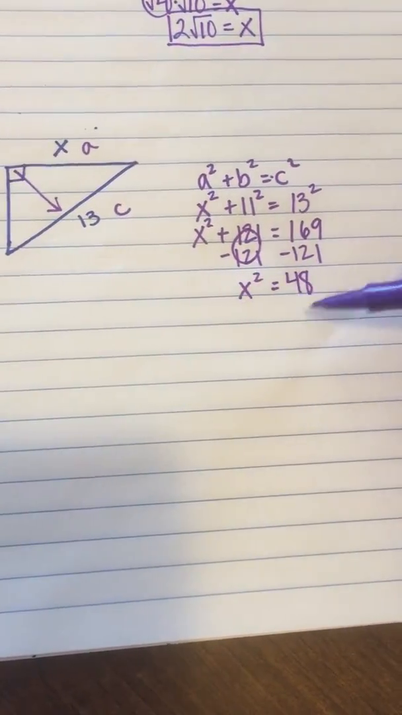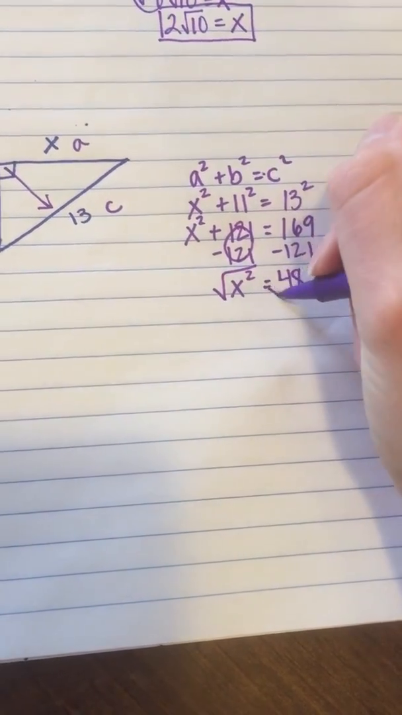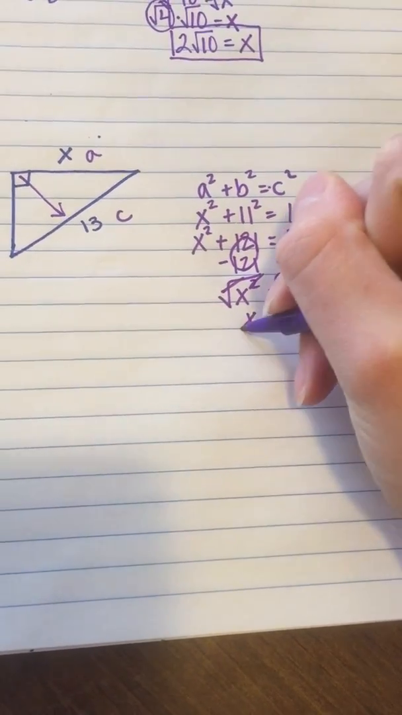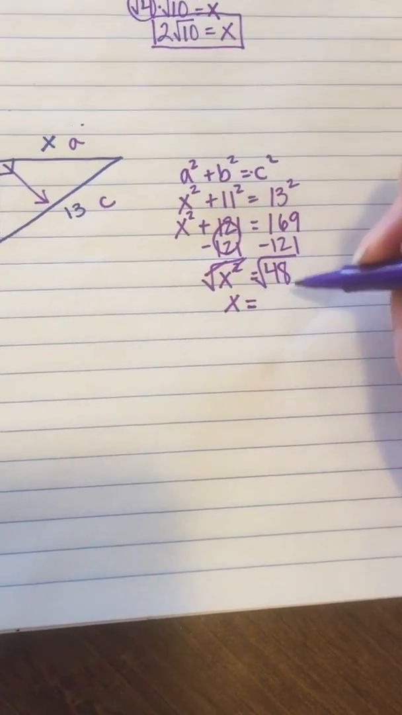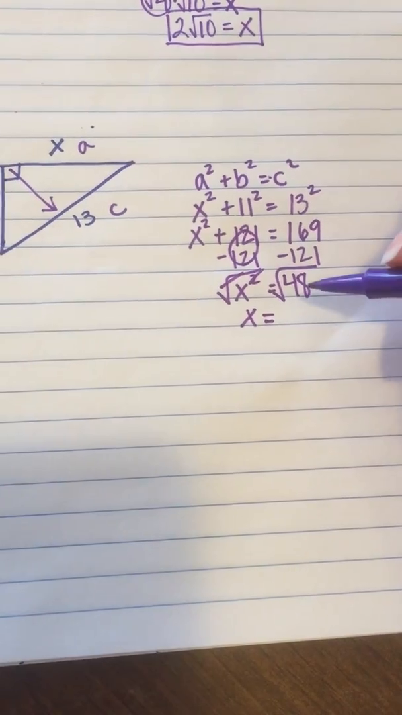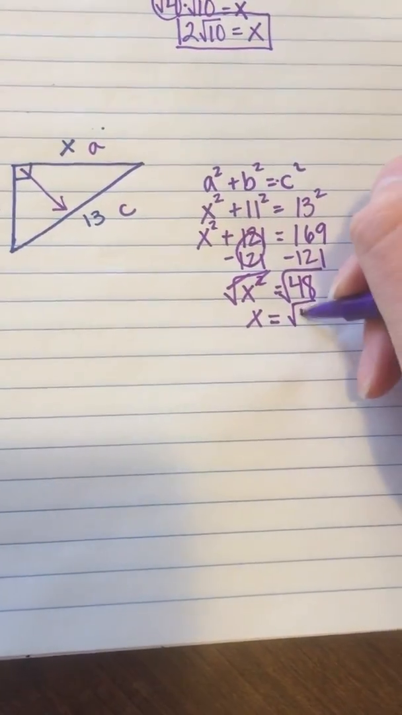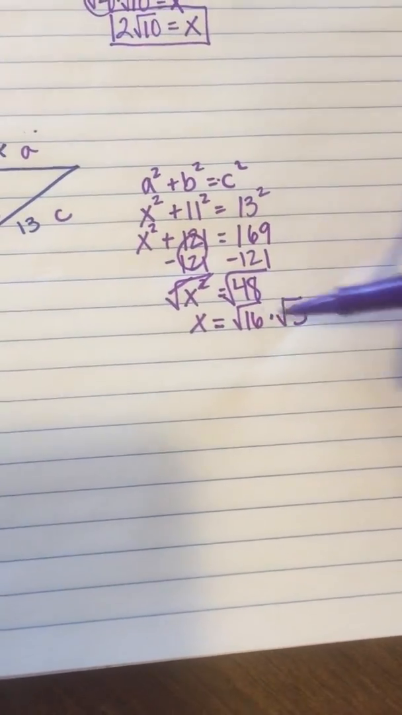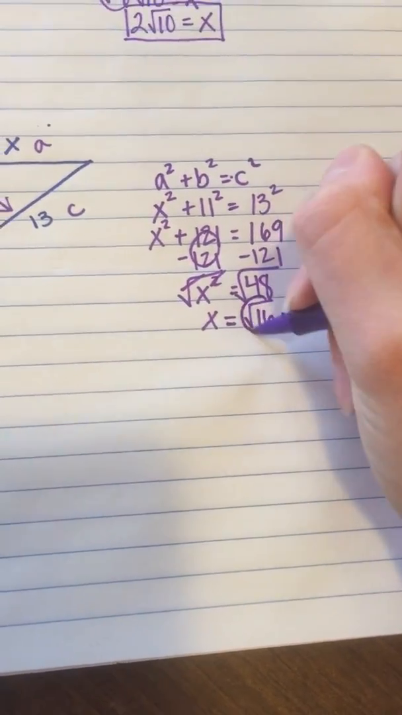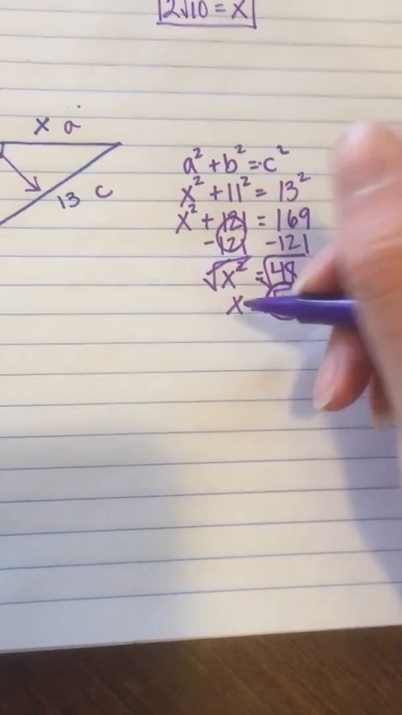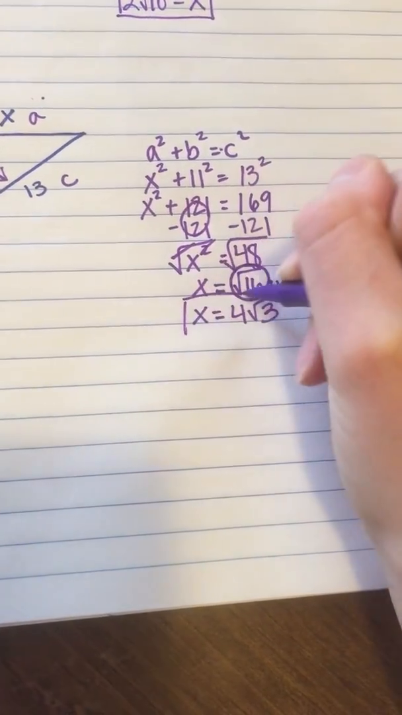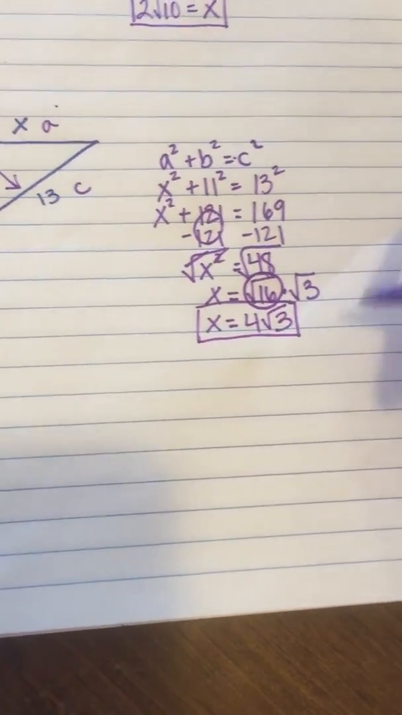Again, in order to undo this square, I need to take the square root of both sides. That will cancel out that exponent of 2. And I'm left with x equals, now the square root of 48 can once again be simplified. The largest perfect square that goes into 48 is 16. 16 times 3, so I can set those both up as radicals. Evaluate our perfect square. The square root of 16 is 4. x equals 4 radical 3. And in this case, this is the length of the missing leg of this right triangle.